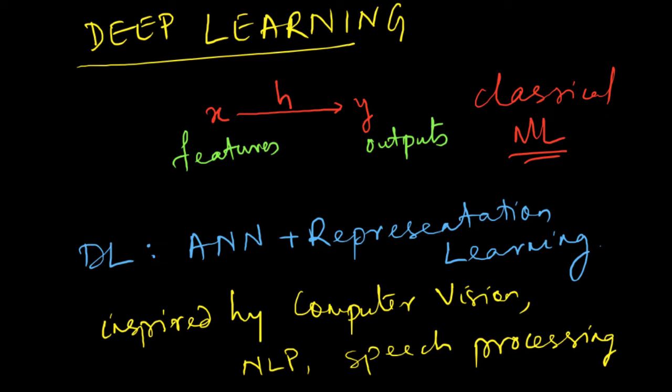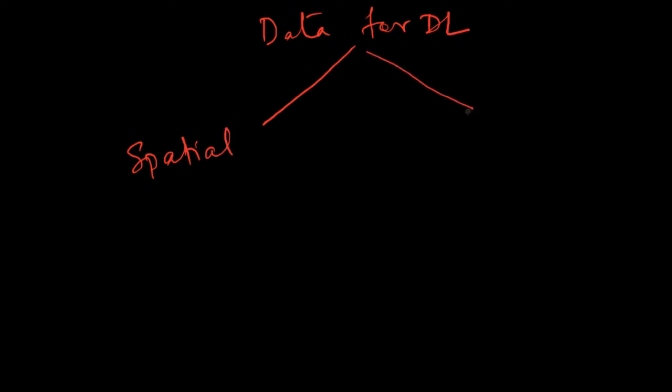So here, let me classify data for deep learning into two kinds. One is your spatial data and one is your temporal data. Here one could say that your temporal data is just one-dimensional spatial data, and that is true in a sense. But still, when you have temporal data, which comes, for example, for NLP and speech, there you have long-term relationships between the various points in your data.